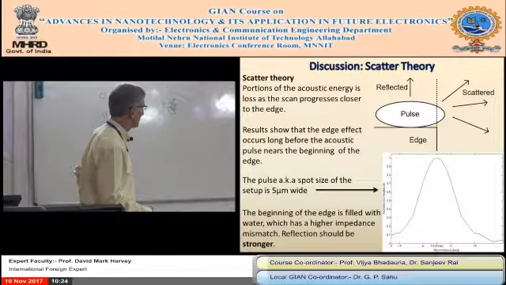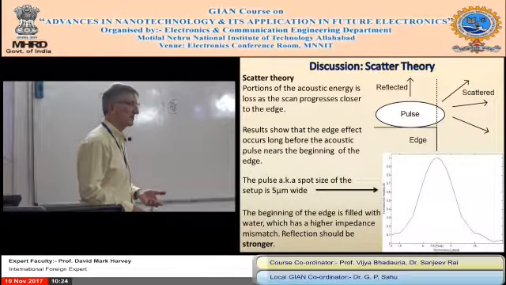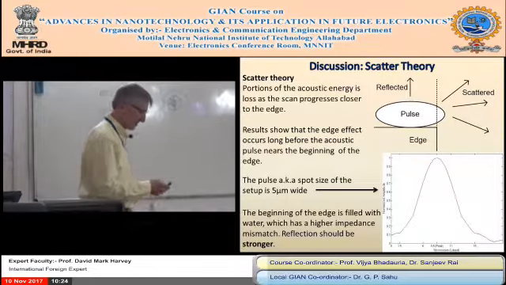And there's the spot. So if the spot size is 5 micrometers, around there, we don't know where it's penetrating through. Because this edge is filled with water here, with a high impedance mismatch, we expected a big signal, but the signal's going darker. So why is that?